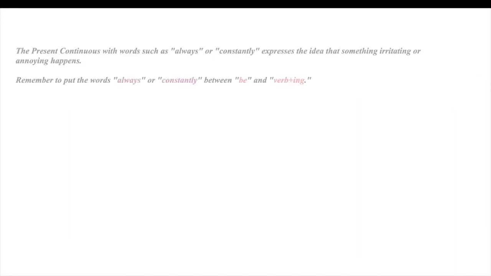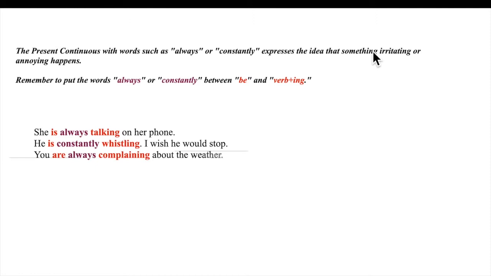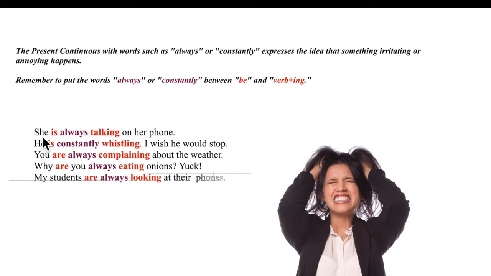So, the present continuous using words such as always or constantly expresses the idea that something is irritating or annoying. We did this even in the simple present, right? She is always late. Oh, that's kind of annoying me. It bothers me that she's that way. You can see by her face, she's not happy.